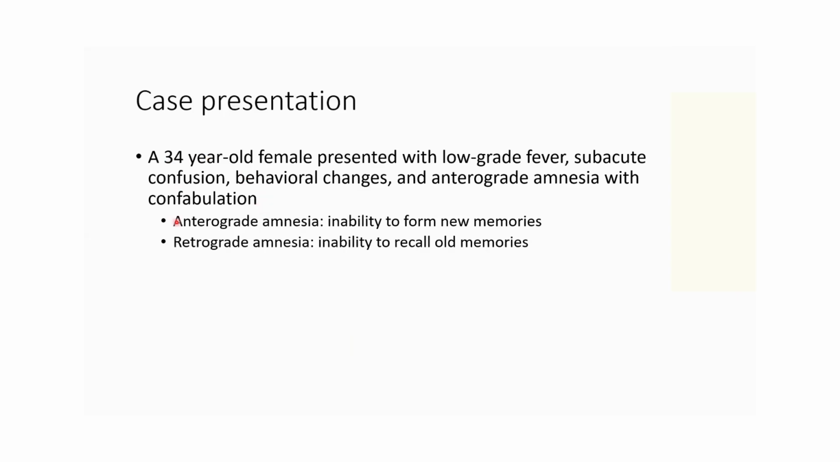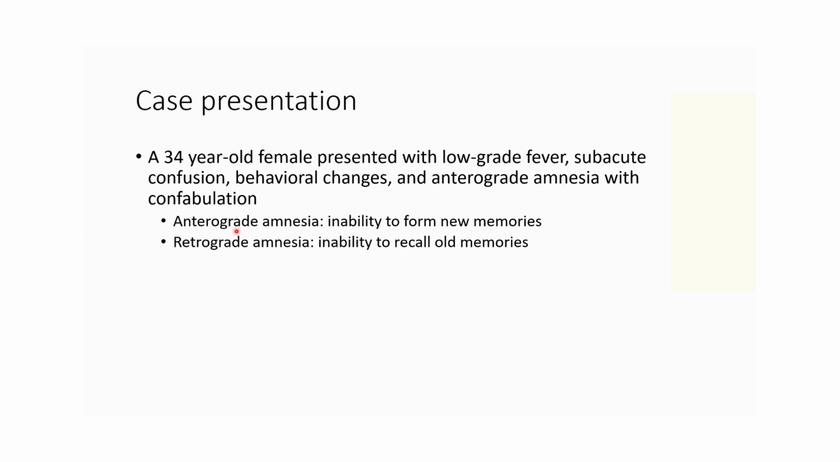So we have a 34-year-old female. She presented with a low-grade fever. Low-grade just meaning, call it 100 Fahrenheit or so. She also came in with subacute confusion. Subacute meaning, again, over the course of several days, maybe a couple weeks. Some behavioral changes. She's more irritable. She's angry, as well as anterograde amnesia with confabulation.